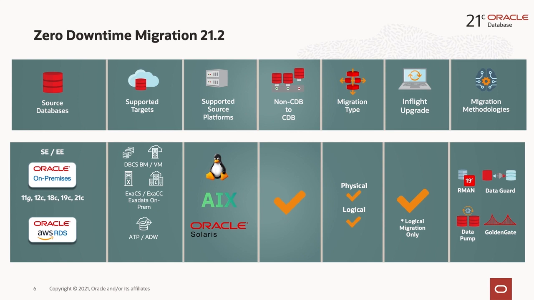We support different methodologies such as physical migration and logical migration. If you're performing migration from, let's say, 11.2.4 to 19c, that's possible through the logical migration workflow, which means that you can do an in-flight upgrade of your migration. And ZDM relies on different technologies to perform its migration. So we have different migration methodologies, right? So it could be an RMAN backup restore methodology. You use Data Guard, Data Pump, and GoldenGate. So overall, it's quite a comprehensive and powerful tool for your migration.